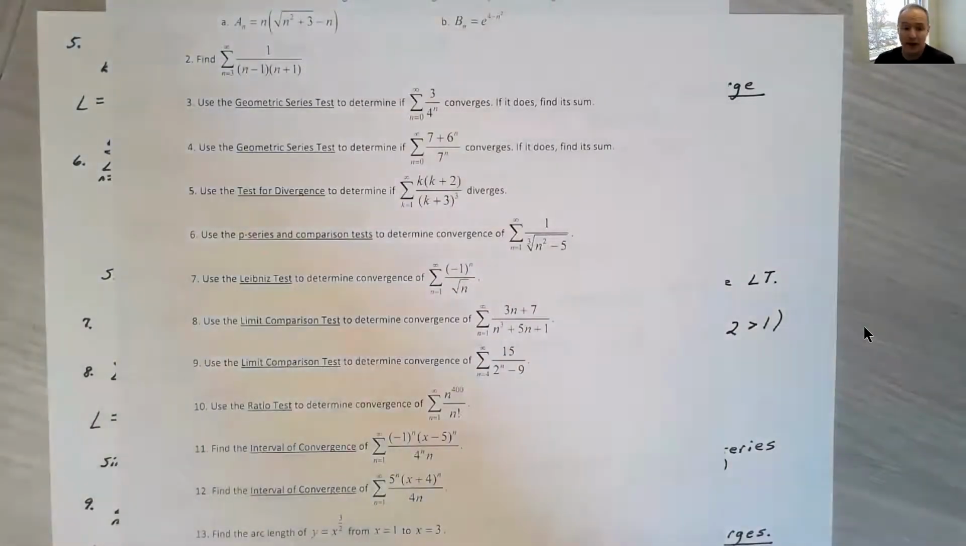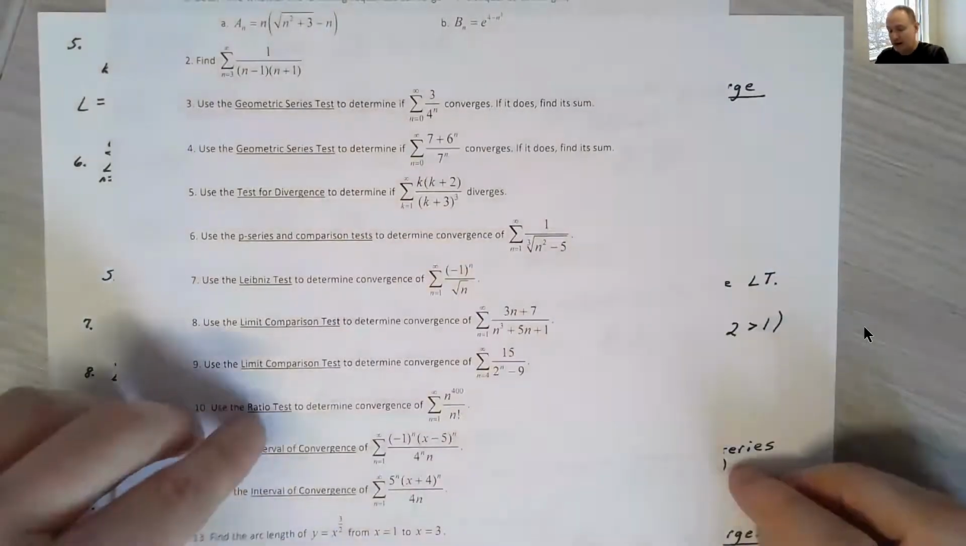Well, what if the limit as k approaches infinity of the general term gives us some value other than 0? The test for divergence says if it's anything other than zero, then that series diverges because you're adding an infinite number of non-zero terms. So if it's not zero, it diverges. If it is zero, we don't know. Test for divergence is inconclusive.